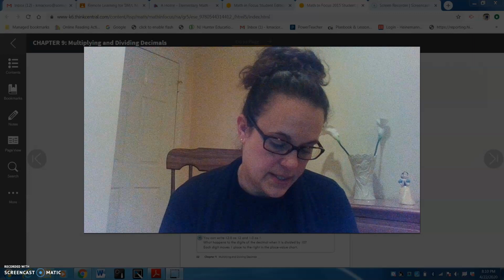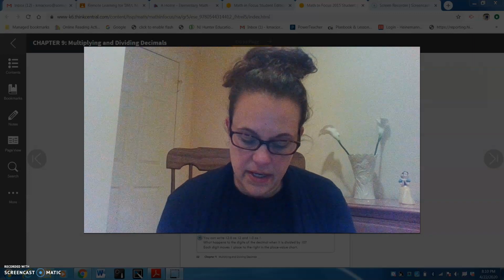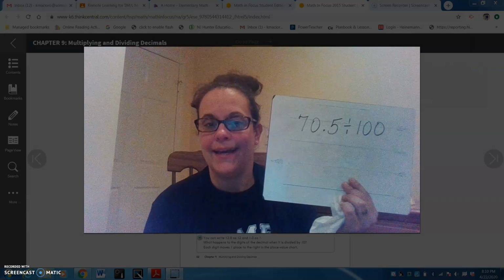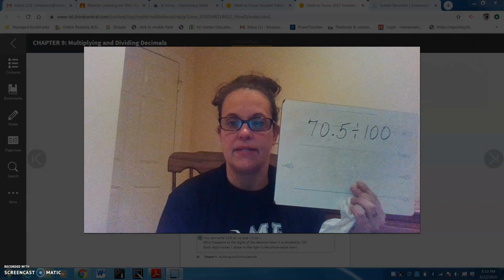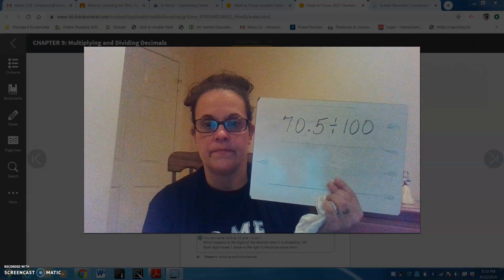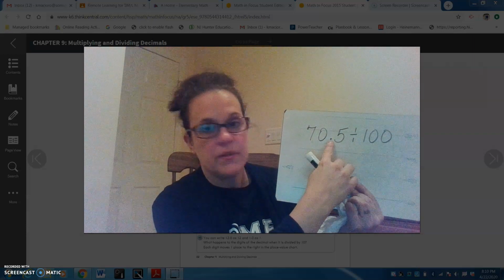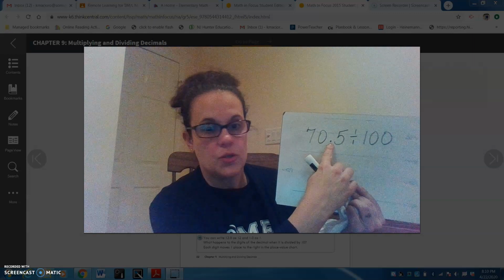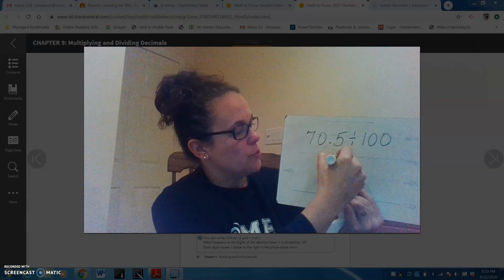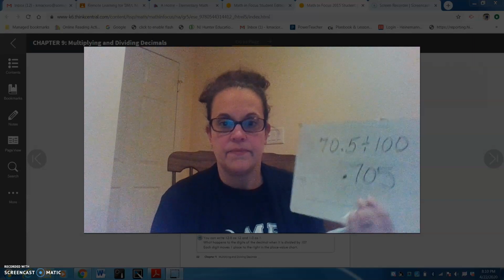So let's look at 70 and 5/10 divided by 100. Again, with groups of 10, we're moving one space. How many spaces do you think we'll move with 100? And you're right, 2. Because we have the 2 zeros here, we have to move the decimal point to the left 2 spaces. 1, 2. So our quotient will be 70.5 divided by 100, which is 0.705, or 705 thousandths. Let's try another one.